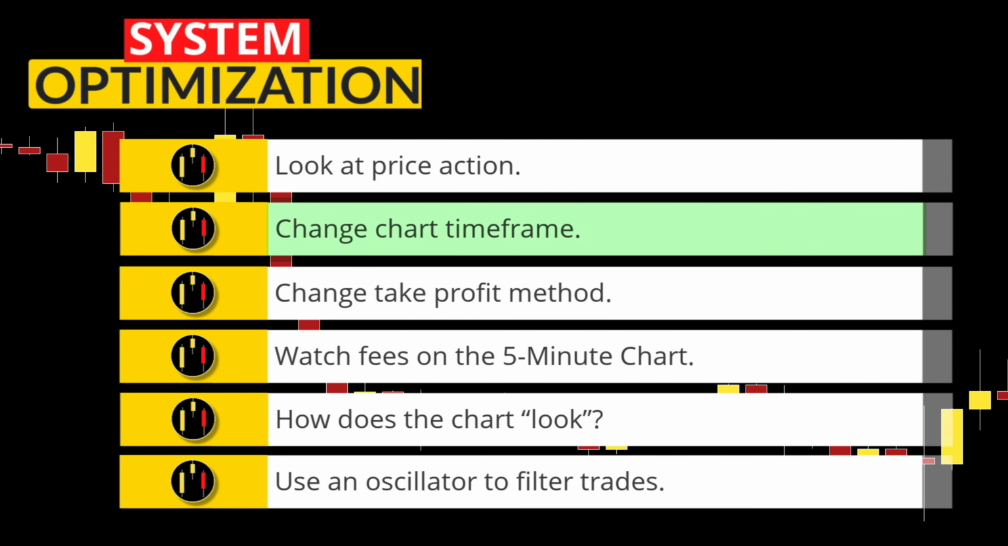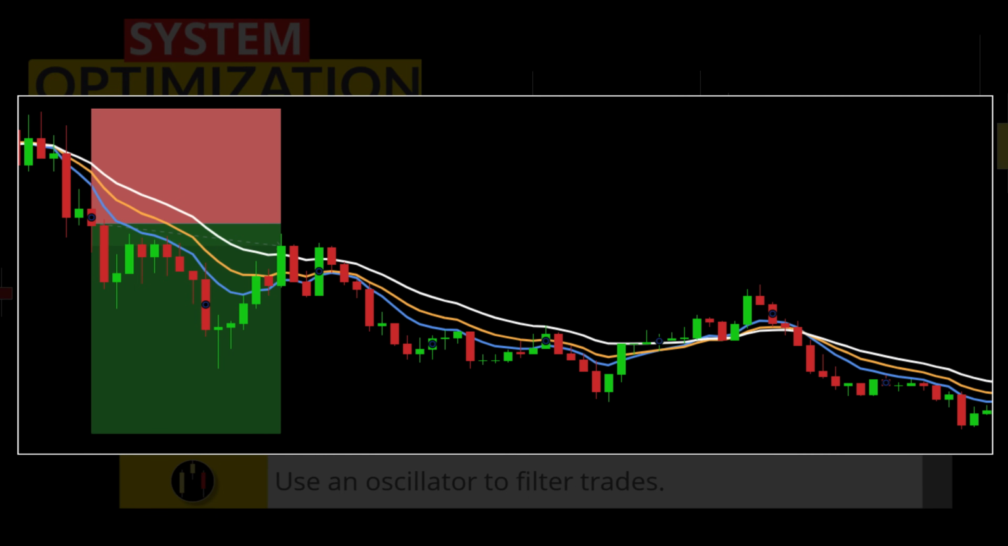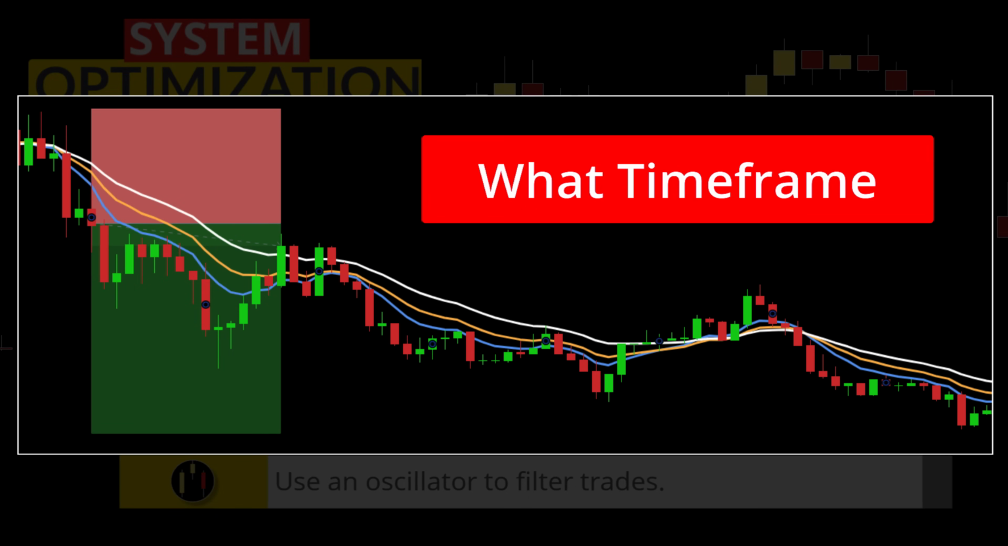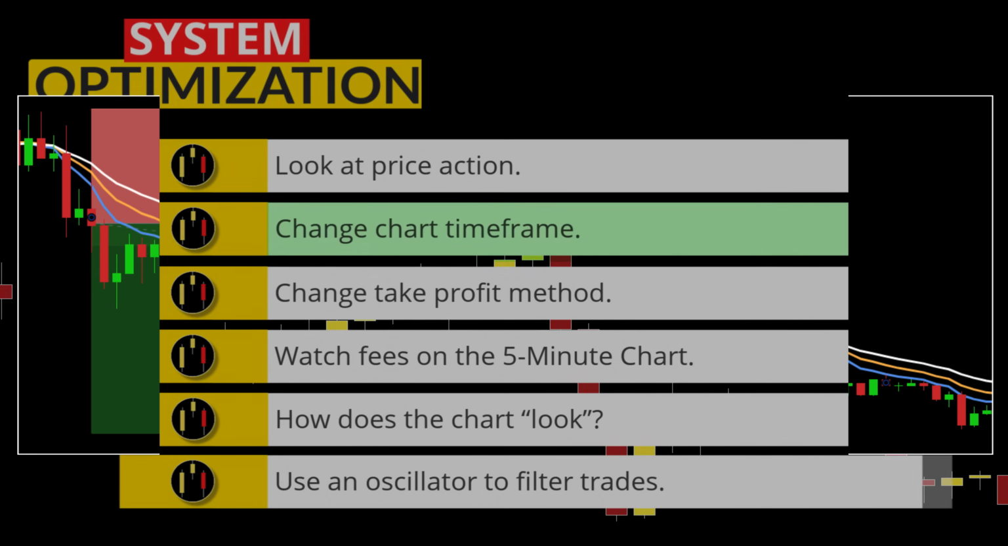Second, if you see the trend keeps breaking the rule and closing above the 21 EMA, it could be an indication that you are on the wrong time frame. Moving up in time frame will get you into these trades with the added benefits of less fees.